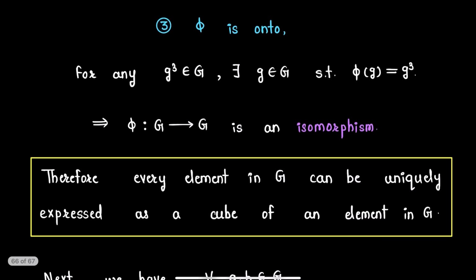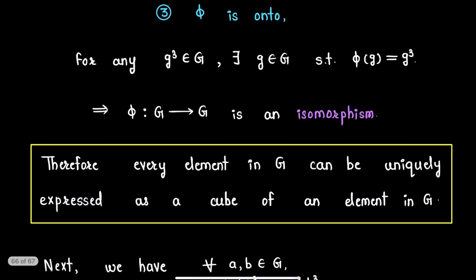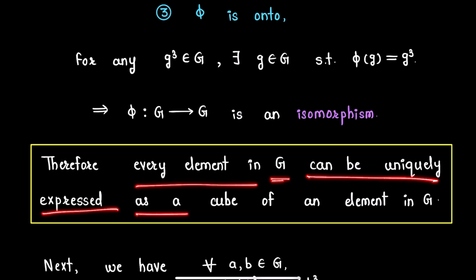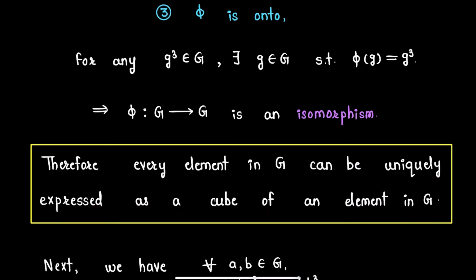Now clearly phi is onto, because for any element g^3 in G there will exist an element g in G such that phi(g) equals g^3, and thus the map phi from group G to group G is an isomorphism. So after this we can conclude that every element in group G can be uniquely expressed as a cube of an element in G.